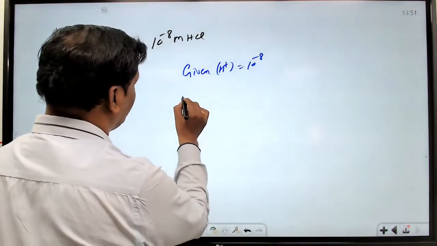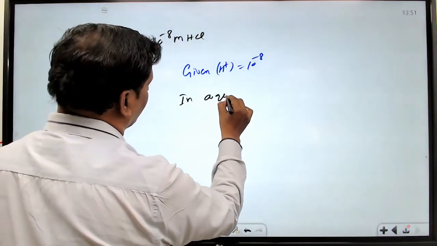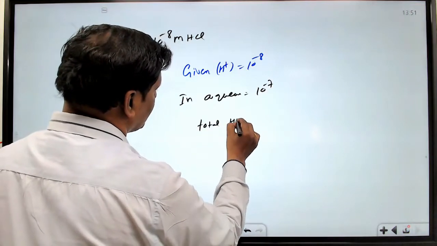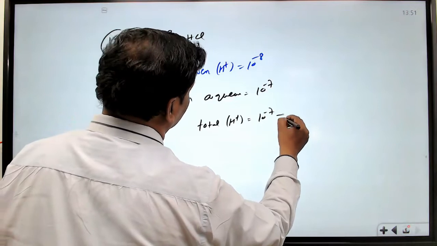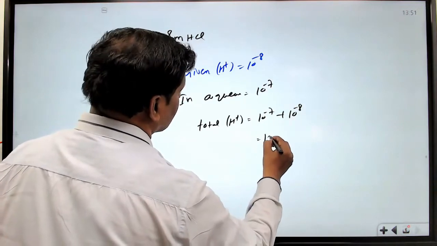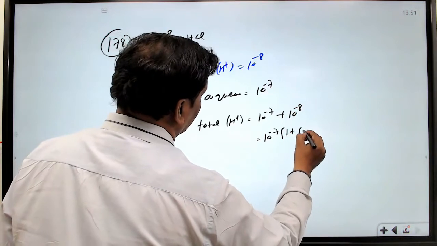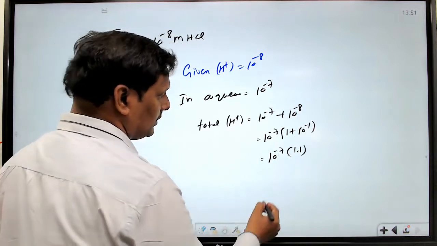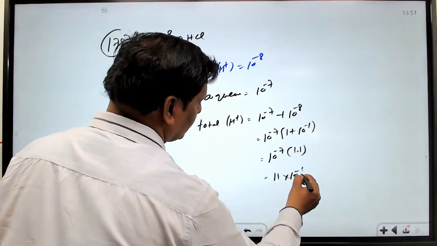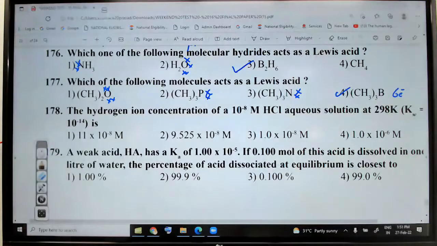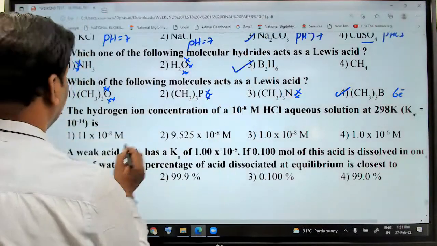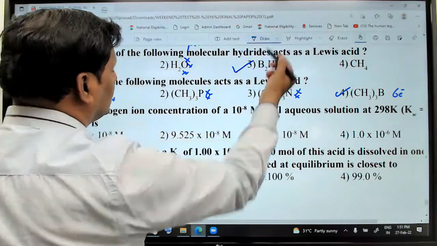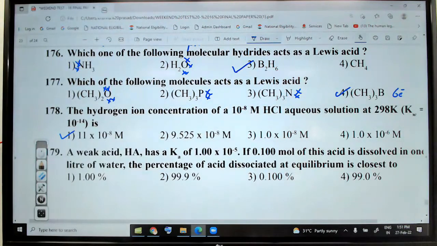In aqueous solution, 10 power minus 7. Total H+ concentration is equal to 10 power minus 7 plus 10 power minus 8. 10 power minus 7 को common दिया, 1 plus 10 power minus 1, 10 power minus 7 into 1.1. मतलब 11 into 10 power minus 8, which is given in first option. 178. अच्छा, pH calculate किया, less than 7, approximately 6.98.